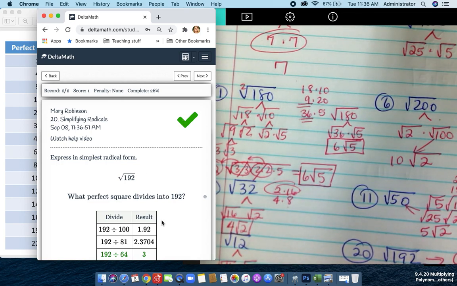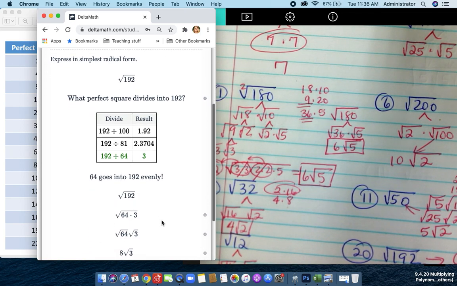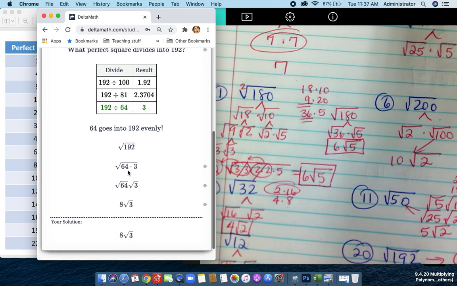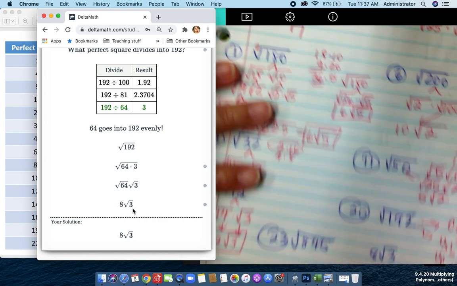So could we have found it by hand? Sure. If we do some dividing by these larger perfect squares, if we divide by 64, we get a 3. Well, guess what the square root of 64 is, guys? 8. 8 root 3. We just found it a different way. So keep remembering to do that, okay?